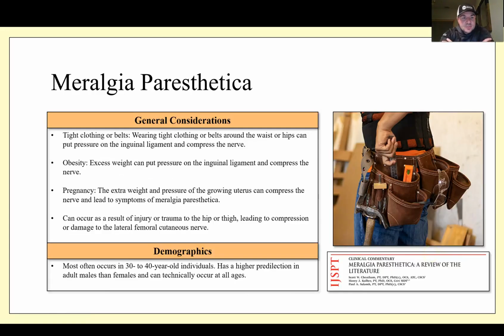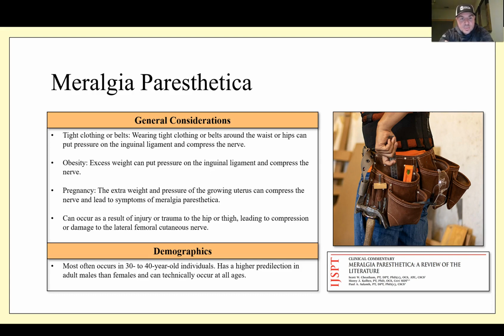So what are some general considerations here? Well, tight clothing or belts. Wearing belts around the waist or hip that put pressure on the inguinal ligament can compress the nerve. We would think of someone working with tools like this, a construction worker or a carpenter, someone who has to wear heavy belts.